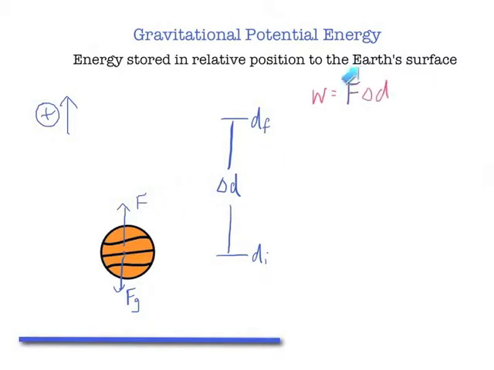Now we know that the magnitude of this force is equal to the magnitude of the force of gravity. Then what is the magnitude of the force of gravity? Well, that's mass times the gravitational acceleration constant, which you already know as 9.81 meters per second squared. And so let's slot this into the formula.